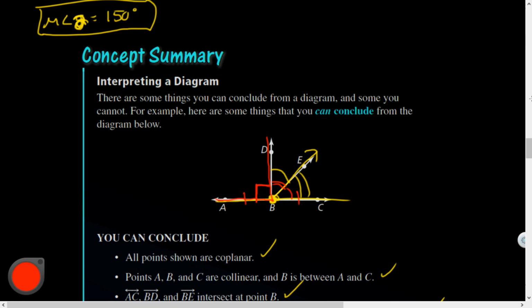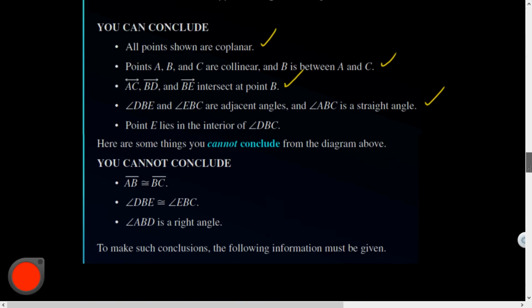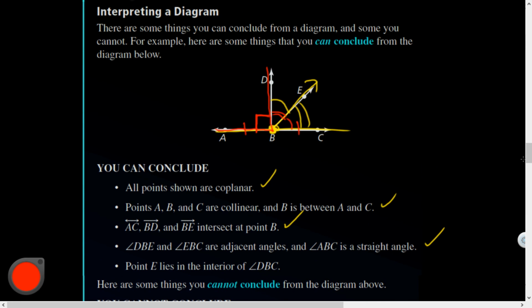That's the idea that when we have a geometric sketch, it might look like a square, but you can't say it's a square unless you know. That's the idea. Geometry can be frustrating sometimes. It's okay, though. It's going to be okay.